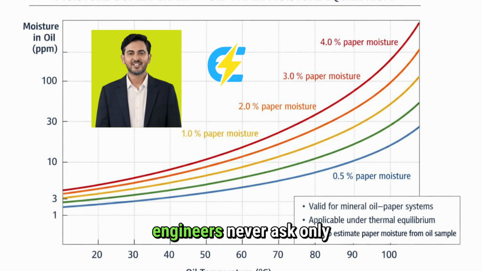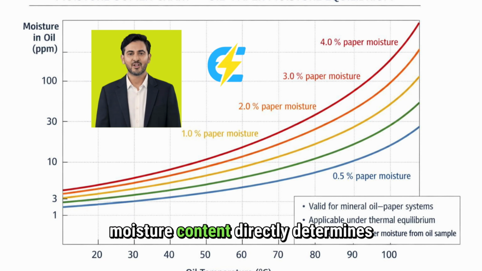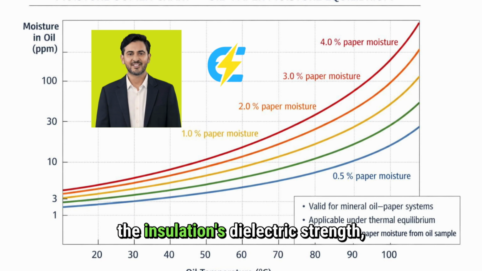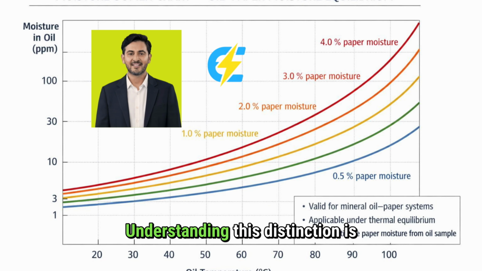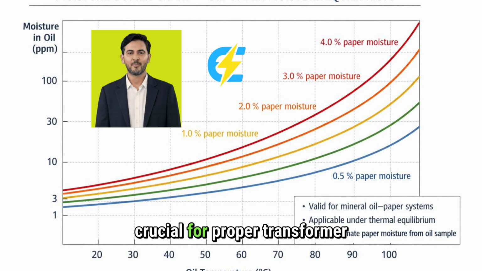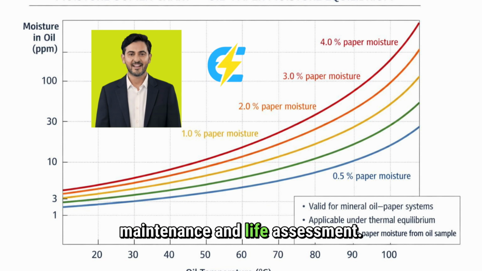This is why senior engineers never ask only how much moisture is in oil. They ask how much moisture is in paper. Because paper stores almost all the moisture in a transformer, and this moisture content directly determines the insulation's dielectric strength, aging rate, and ultimate failure risk. Understanding this distinction is crucial for proper transformer maintenance and life assessment.